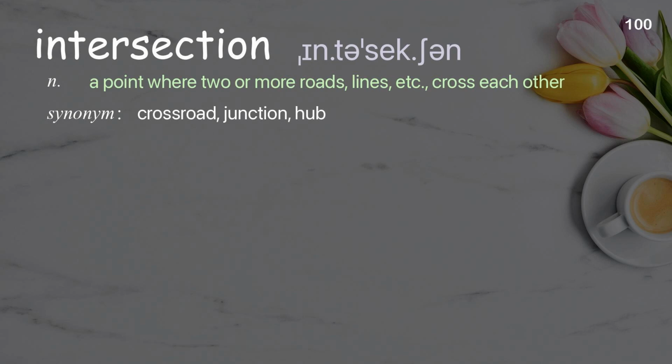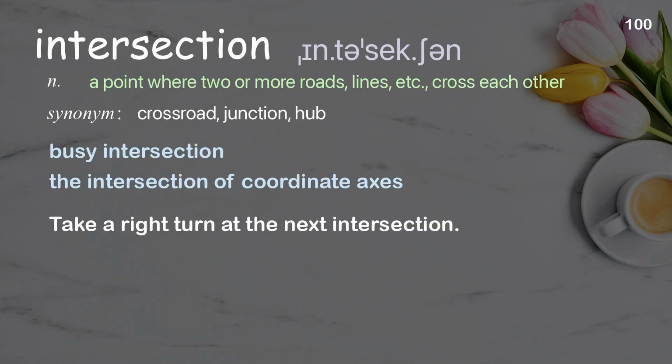Intersection. A point where two or more roads, lines, etc., cross each other. Examples: busy intersection. The intersection of coordinate axes. Take a right turn at the next intersection.